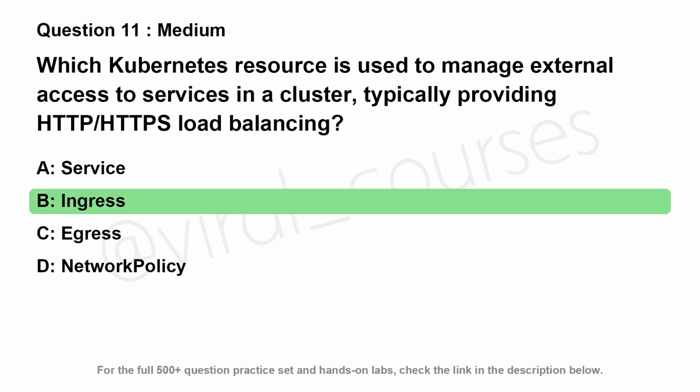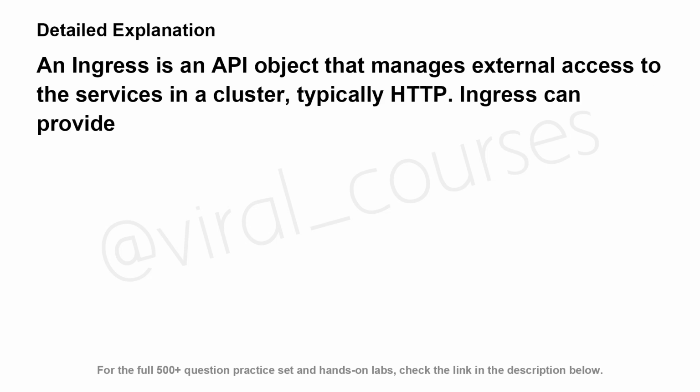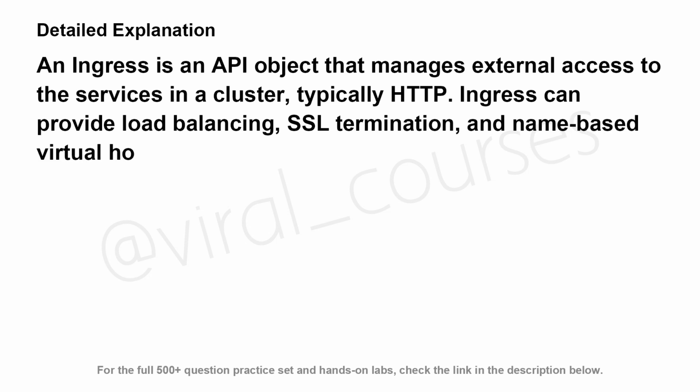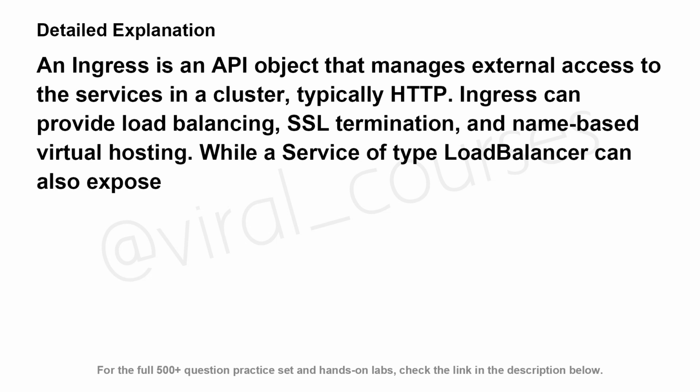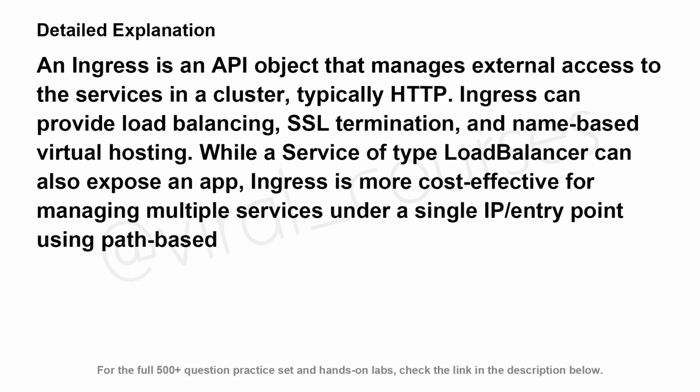The correct answer is B. An ingress is an API object that manages external access to the services in a cluster, typically HTTP. Ingress can provide load balancing, SSL termination, and name-based virtual hosting, while a service of type LoadBalancer can also expose an app. Ingress is more cost-effective for managing multiple services under a single IP entry point using path-based or host-based routing.